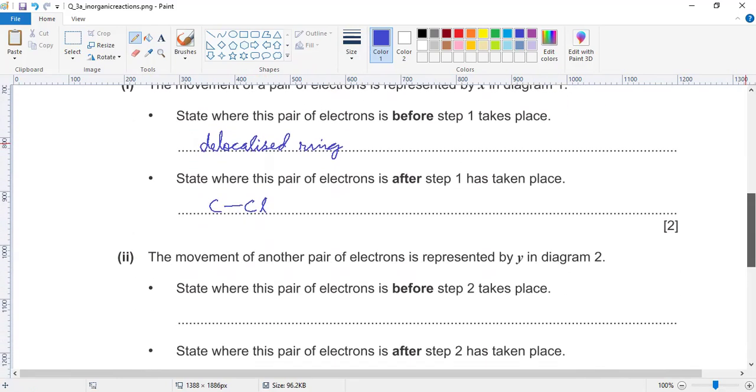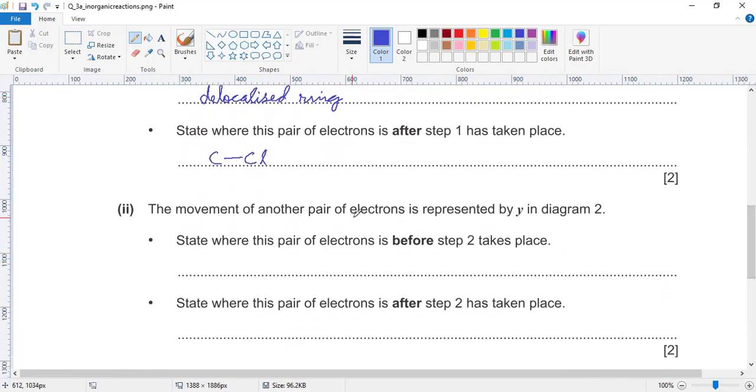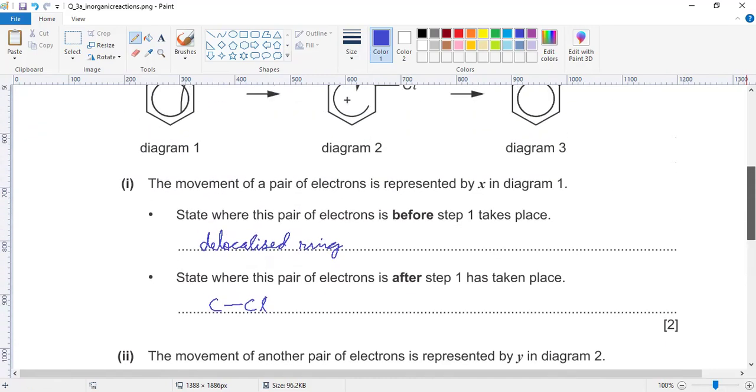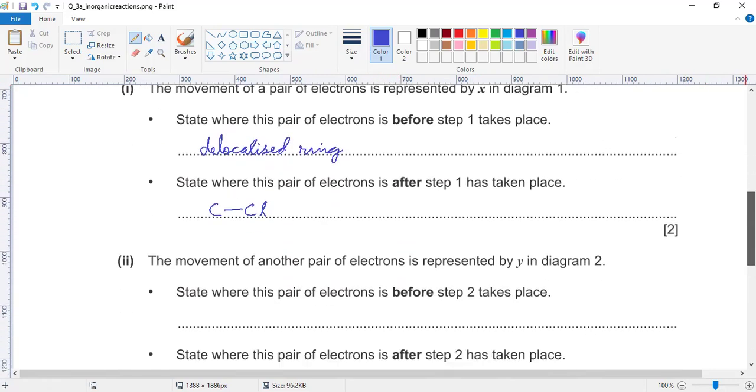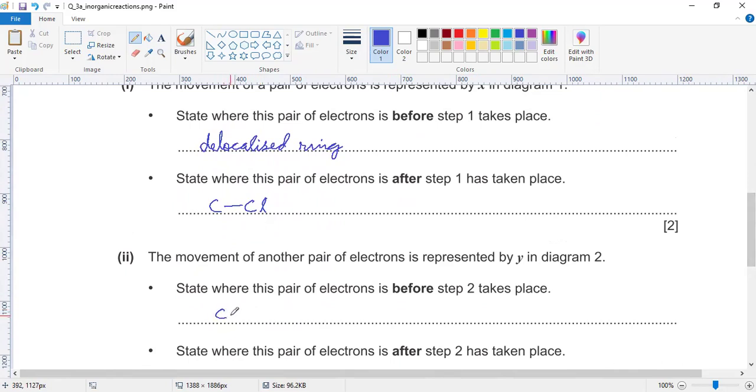Okay. Now the next question is that the movement of another pair of electrons is represented by Y in diagram 2. State where the pair of electrons is before step 2. So you can see that this is step 2, and before step 2, this pair of electrons Y is in between carbon and hydrogen. So the answer is carbon and hydrogen.